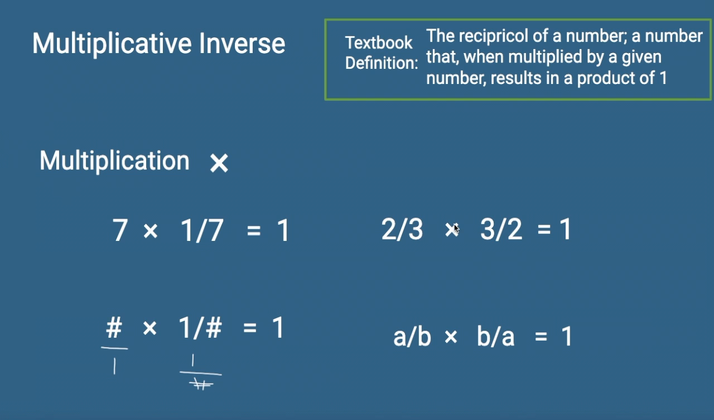And another example of this would be if it's already in a fraction, 2 over 3, you would flip it over and you would get 3 over 2. That would be the reciprocal of this one. And then you would multiply them together and you would get 1. So basically, a over b times the reciprocal b over a will get 1. That's basically the multiplicative inverse.